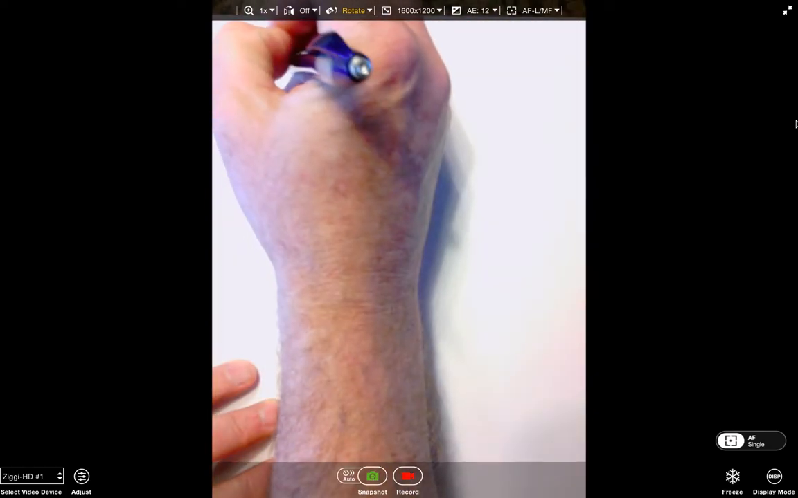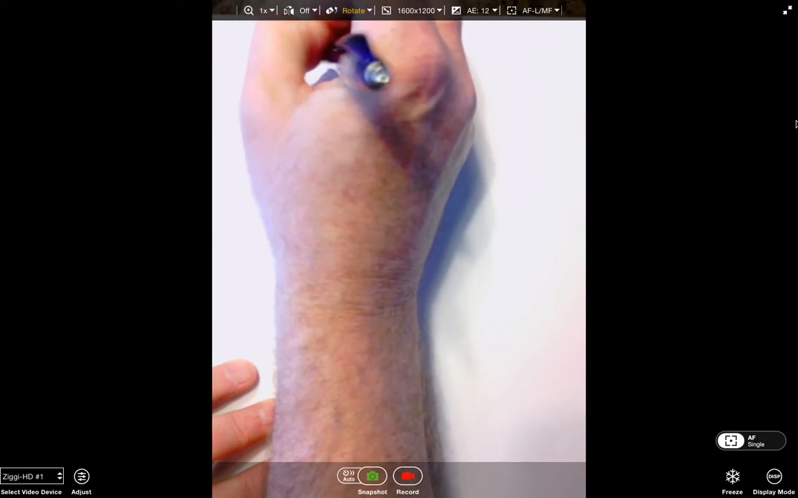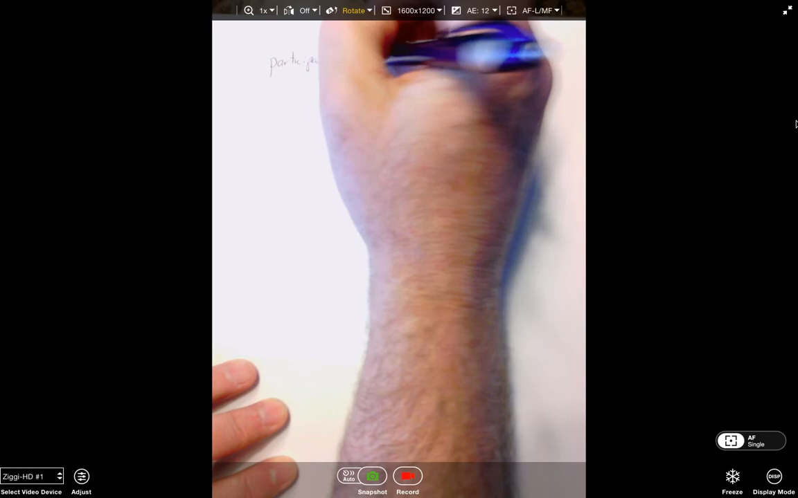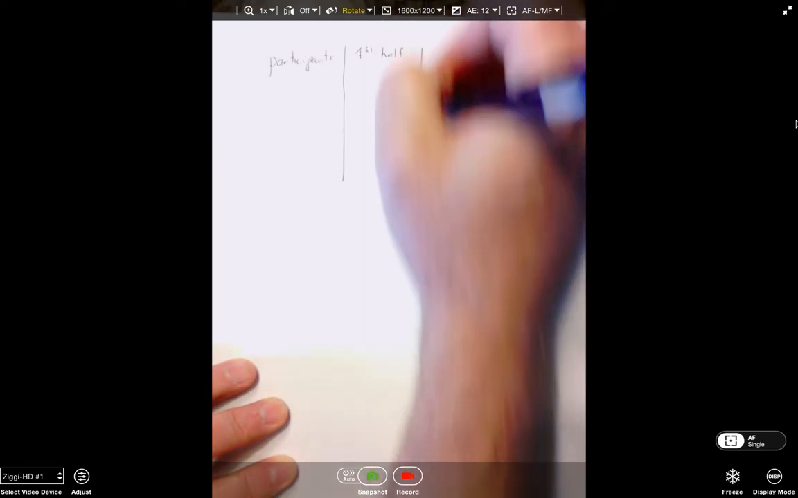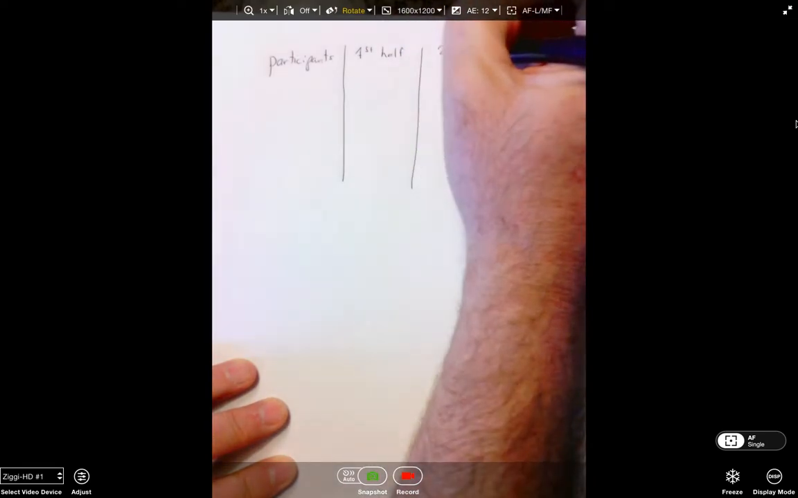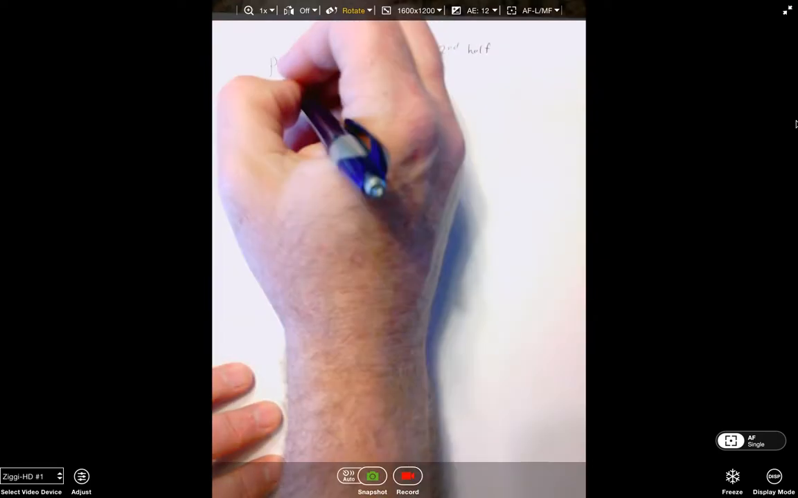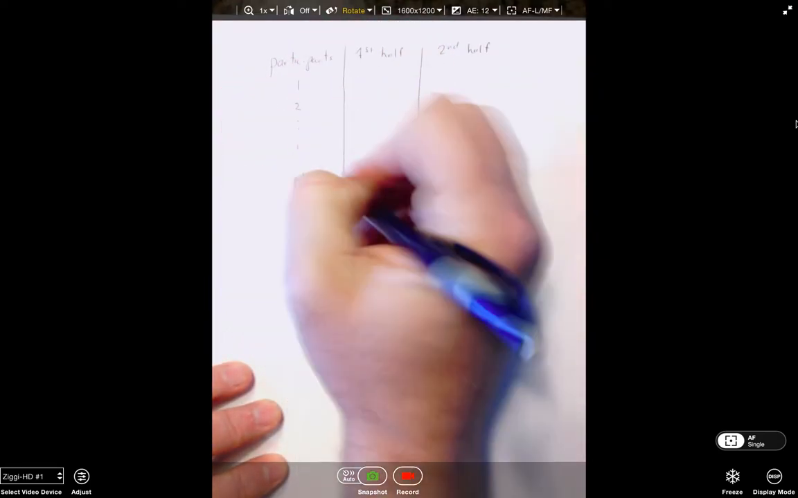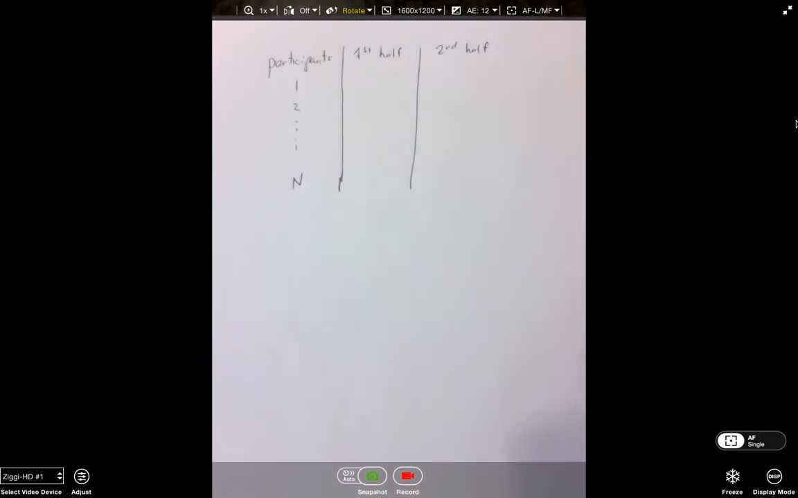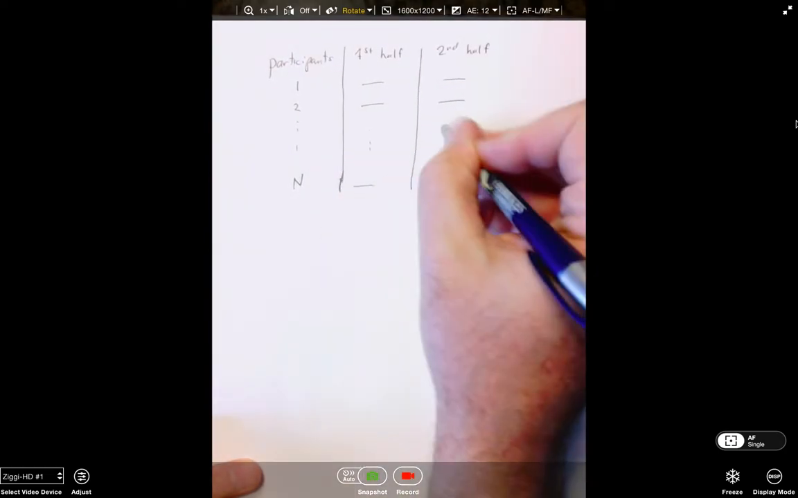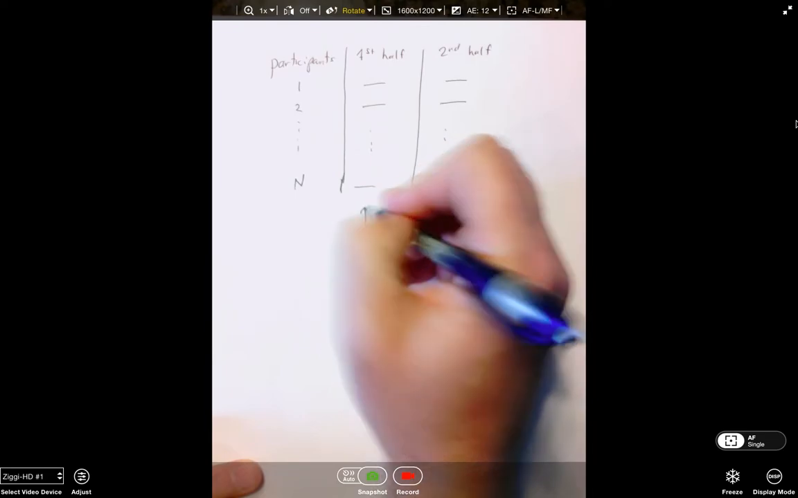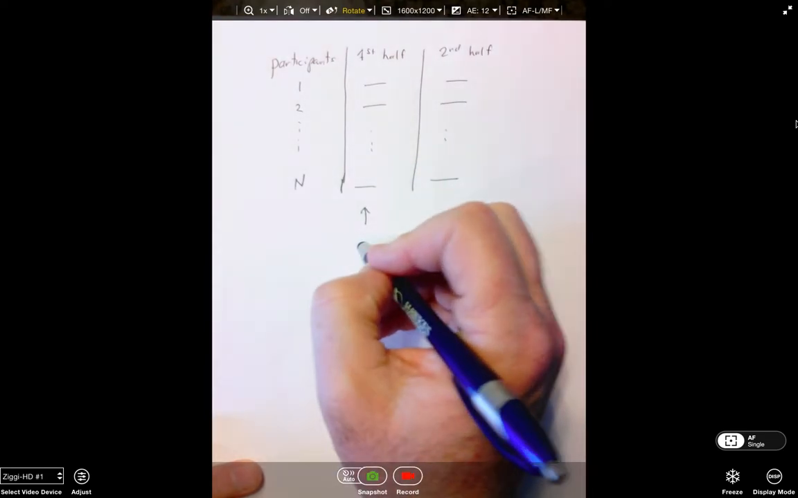And I can see right now that I've been writing too small. So I'll try to... So we'd have our participants, and depending on how many we have, let's say we have n participants. Participant number 1 will get a score on the first half, and they'll get a score on the second half. Participant 2 will get a score on the first half, same thing, and this will happen for the last participant.